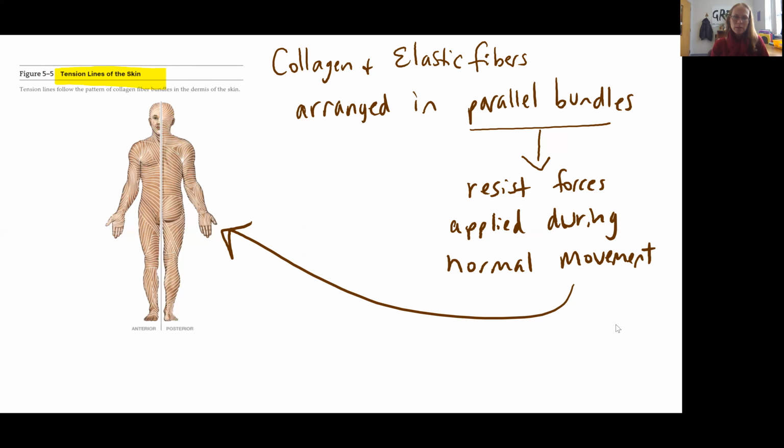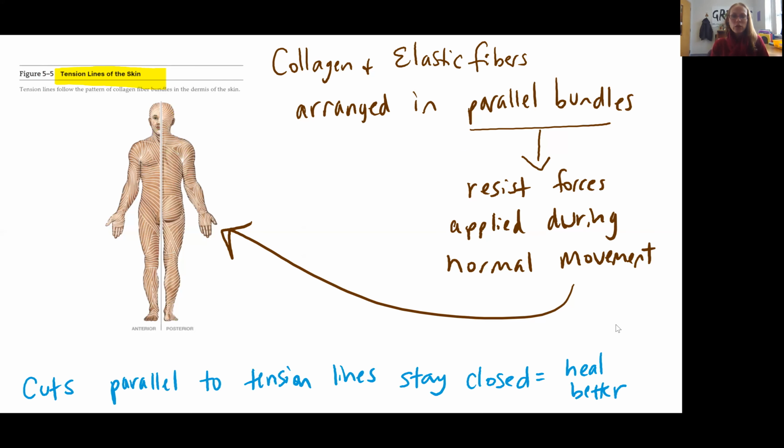Now, what is interesting is if you cut parallel to these tension lines, they're going to stay closed more easily and heal better. So you've noticed that some of your wounds heal faster than others, and this might explain why. Also, if you're a surgeon who's doing some strategic cuts, you would want to make sure that your cuts are parallel to the tension lines as opposed to perpendicular, so that those surgical incisions will heal and repair faster.